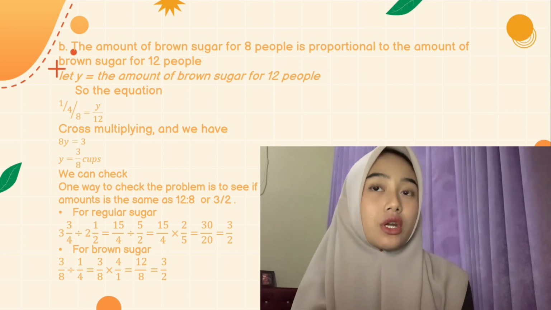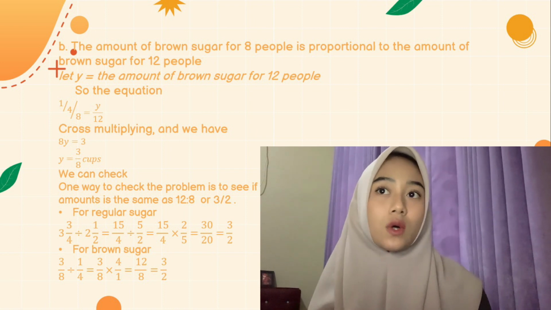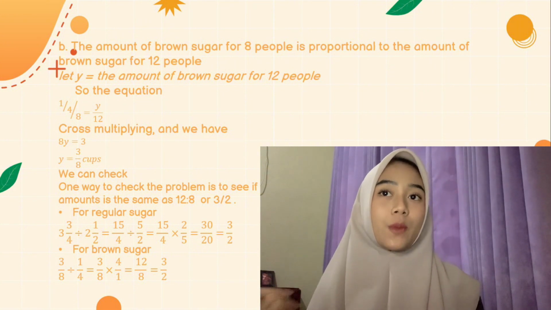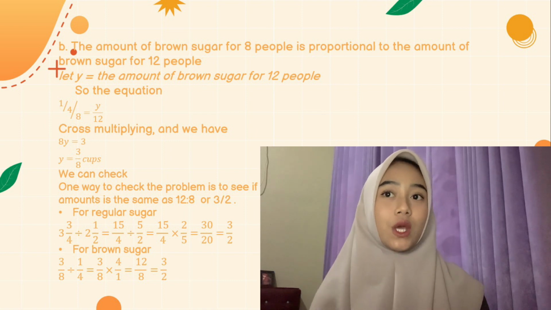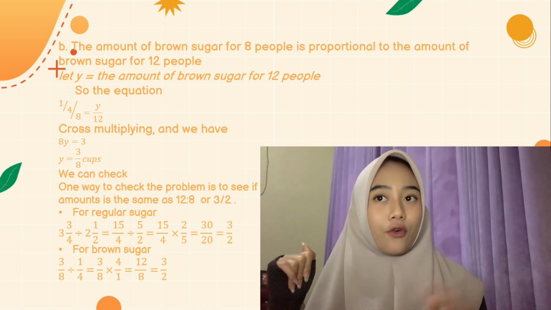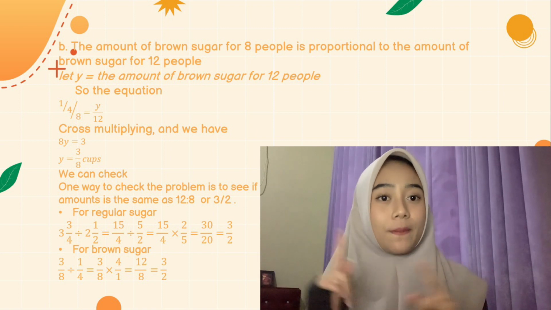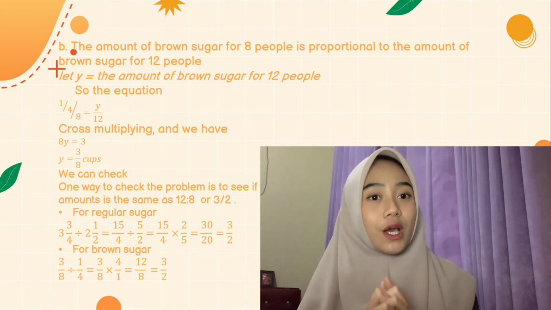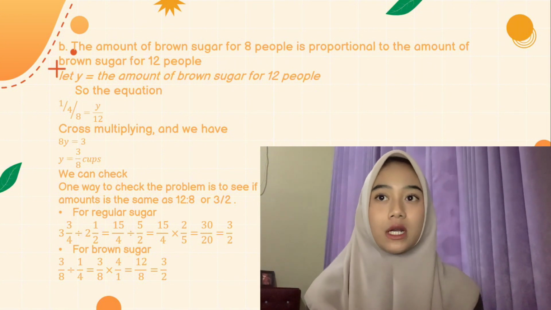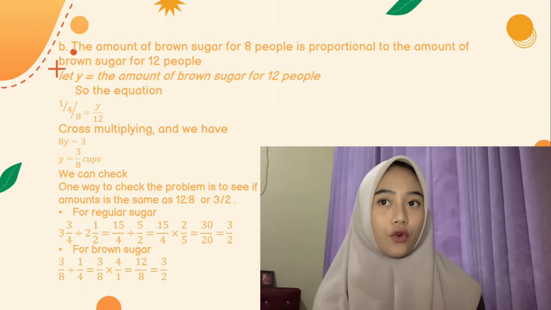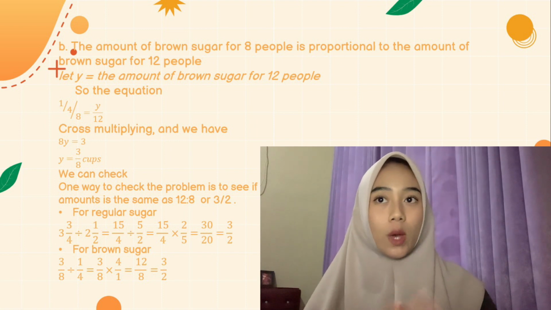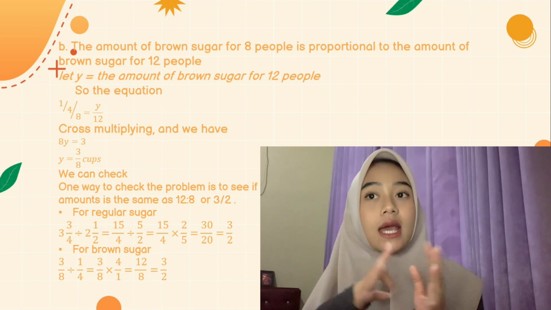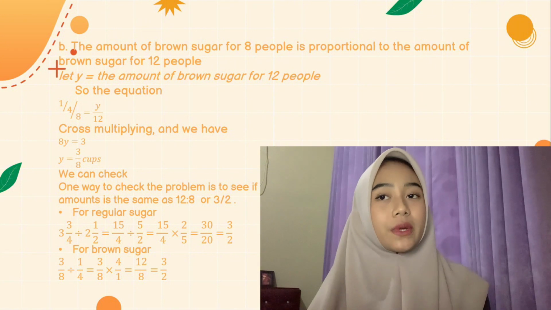And the amount of brown sugar for 8 people is proportional to the amount of brown sugar for 12 people. Let y be the amount of brown sugar for 12 people. So the equation is 1/4 over 8 is y over 12. Cross multiplying, we have 8y is 3. So y is 3/8 cup.